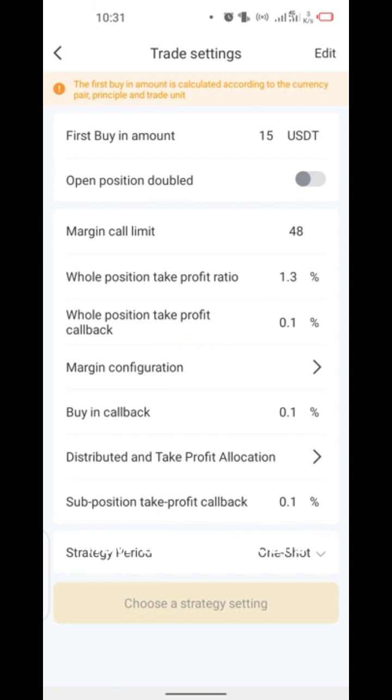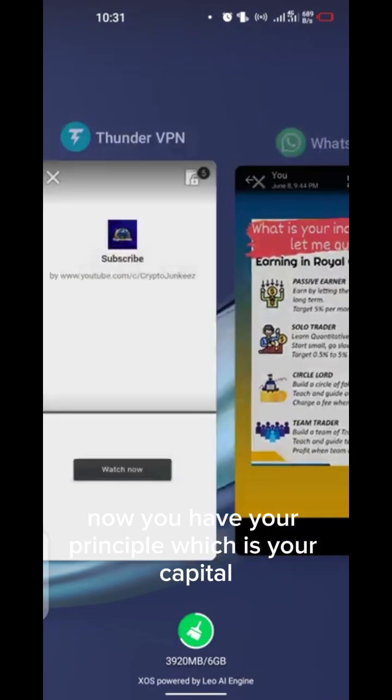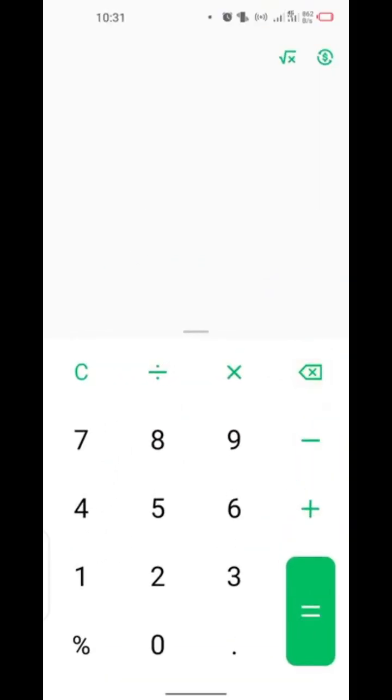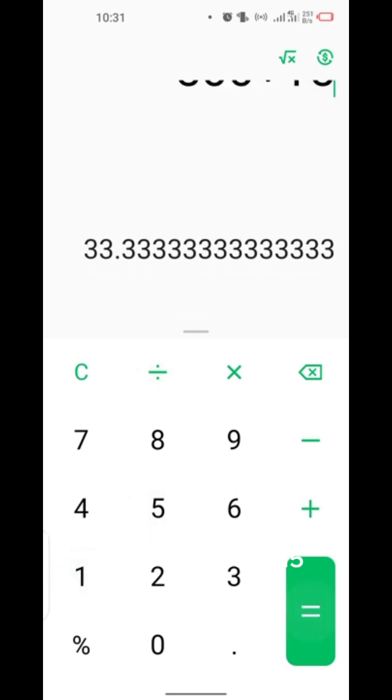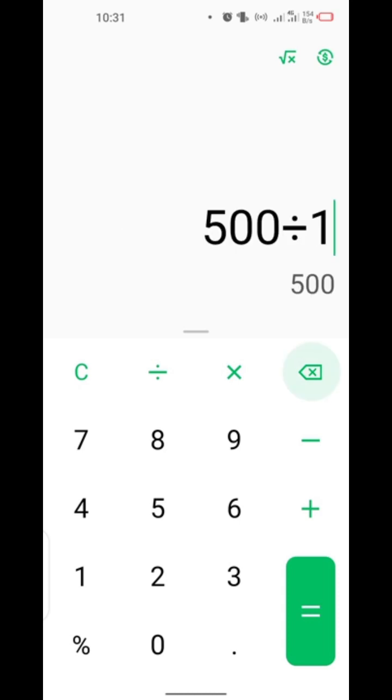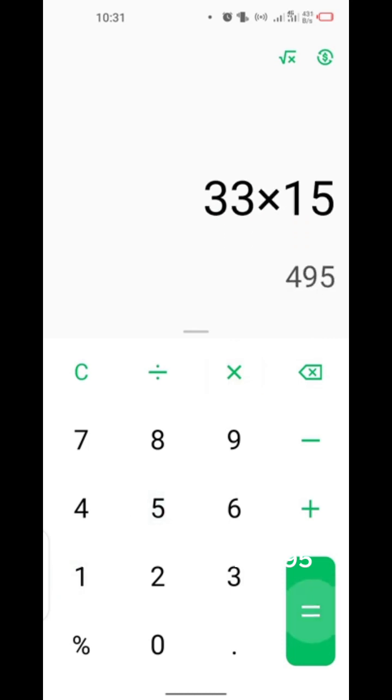Now, the margin calls. How do you tell the number of margin calls? You have your principal, which is your capital. Let's get to a calculator just a little bit. Let me say your capital is 500. Now, 500 divided by the first buying amount, which is 15, gives you the number of margin calls, which will be 33. The number of margin calls will be 33. Now, 33, if we multiply this by 15, will be 495, right?